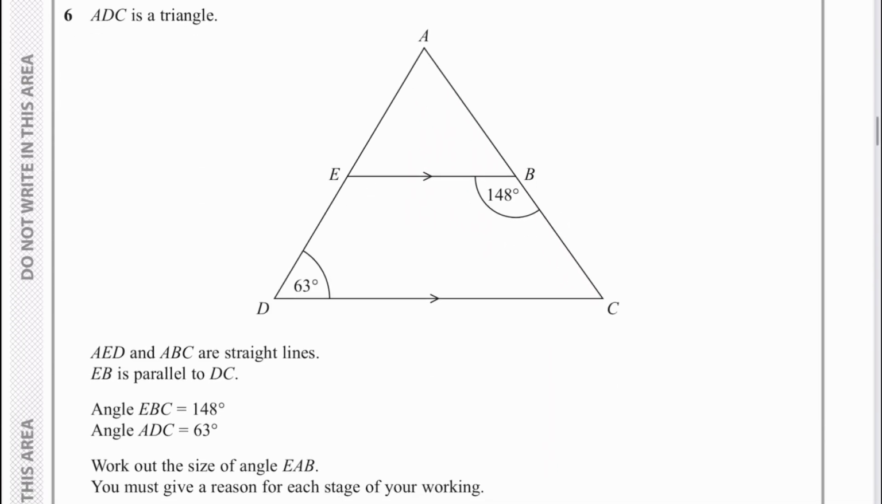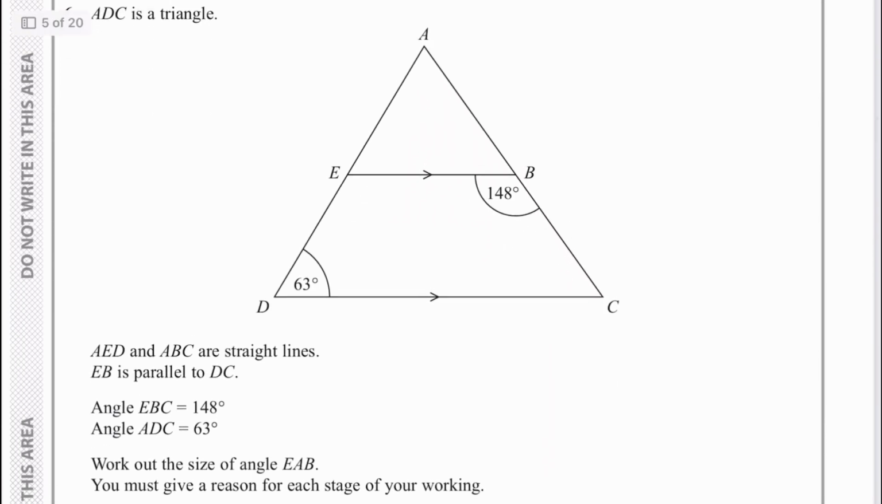Okay, let's move on then to question number C, and it says this is a triangle. Work out the size of angle EAB, which is actually this one here, which I'm just going to call X. Well, there's a couple of things that we need to do here. Importantly, it says give a reason for each stage of your working.